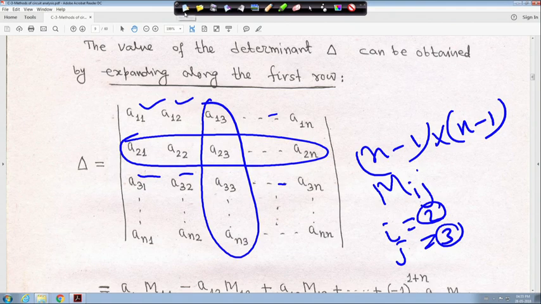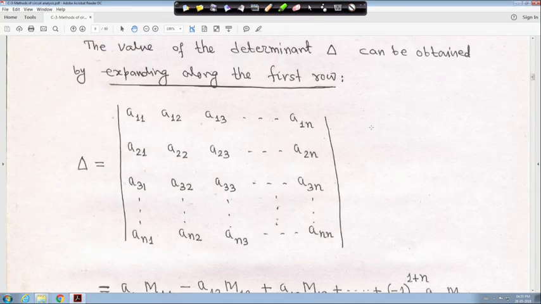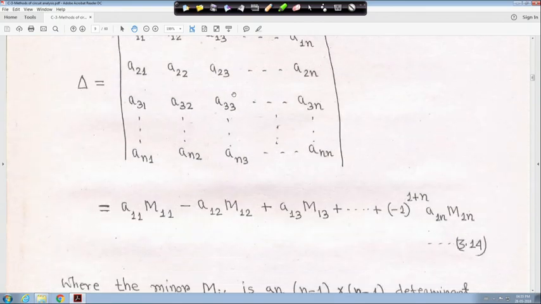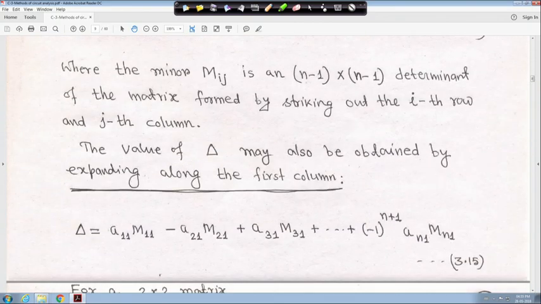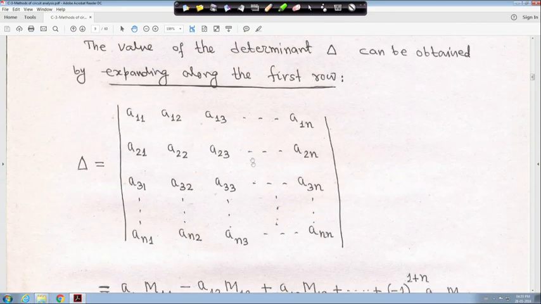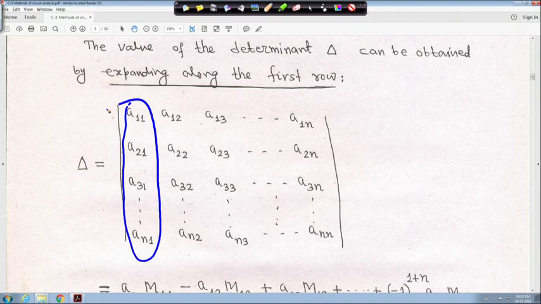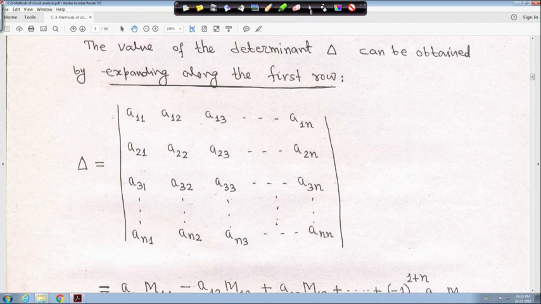So, let me clean it, right. Similarly, the value of delta may also be obtained by expanding along the first column. If you see that, rather than rows, if you expand along the first column, that also will give you the value of delta. So, just let me clean it.